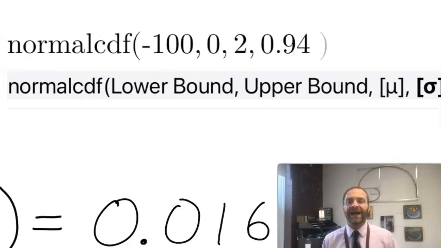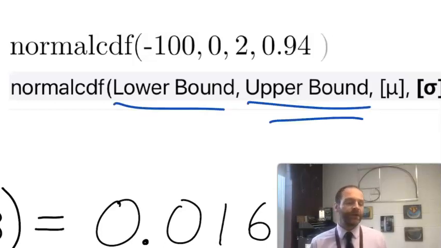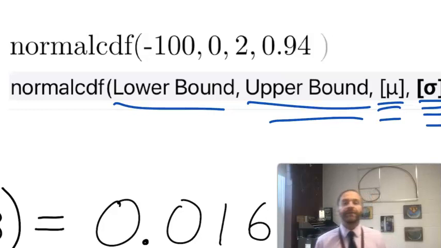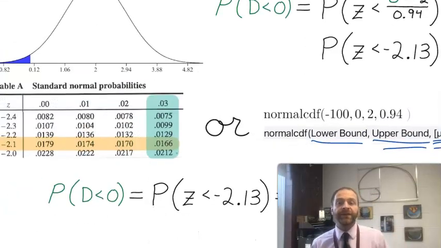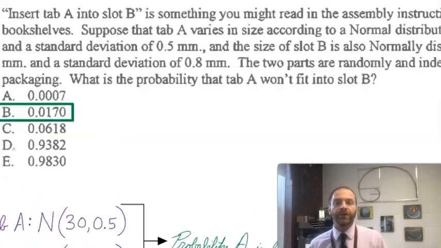So if I'm dealing with normal CDF, I can't just write down normal CDF. I have to make sure I identify negative 100 as my lower, 0 is my upper, 2 is my mean, and 0.94 is my standard deviation. I do have to write that down if I'm going to deal with that. And if you type that in, you're going to get around the same answer. So in this case, our answer is approximately 0.017.